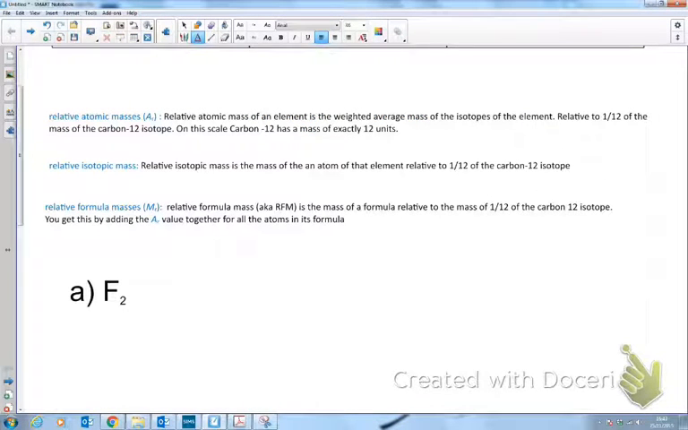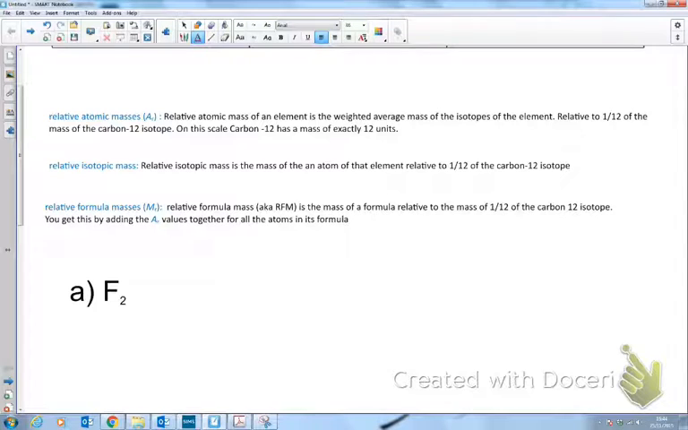Okay, so the relative formula mass is moving up one step. We're already familiar with the relative atomic mass and the relative isotopic mass. Now we're moving on to relative formula mass, or MR. The relative formula mass can sometimes be seen in worksheets as RFM, standing for relative formula mass. It's the mass of a formula relative to 1/12 of the carbon-12 isotope. The way you get this is by adding the AR values together for all the atoms in that formula.